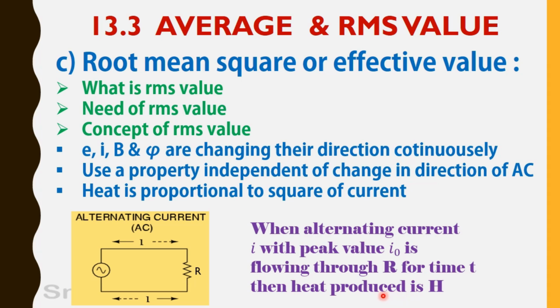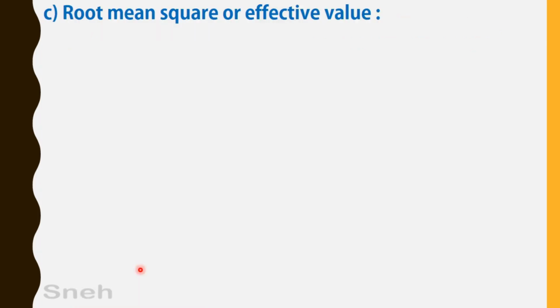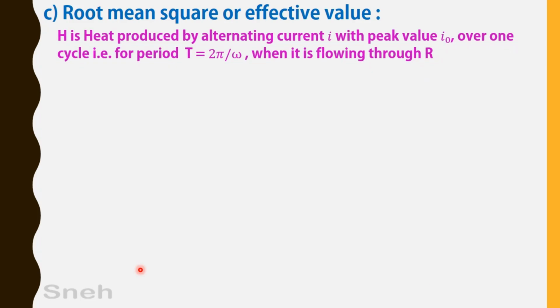As this is the heat produced in this circuit, which is given by H, directly I am not able to write it as H = I square RT as I write for DC, because here it is changing continuously. As we say that H is the heat produced by alternating current I with peak value I0 over one cycle. One cycle means how much period? T = 2 pi by omega, and this amount of current is flowing through the resistor R.